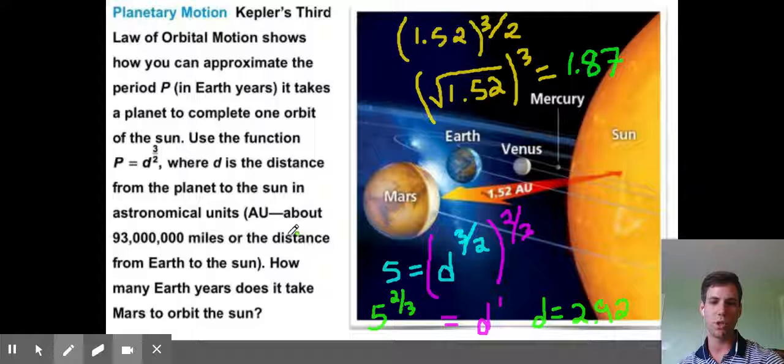So you'd be doing almost 3 times 93 million miles. So that is getting up to be about 280 plus million miles away from the sun, which is quite a long distance.